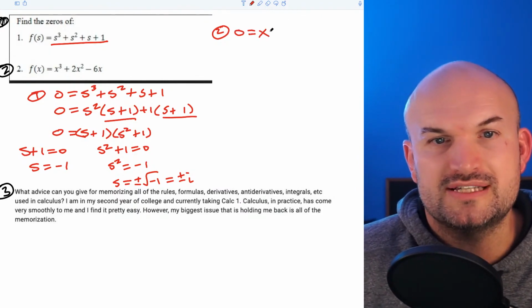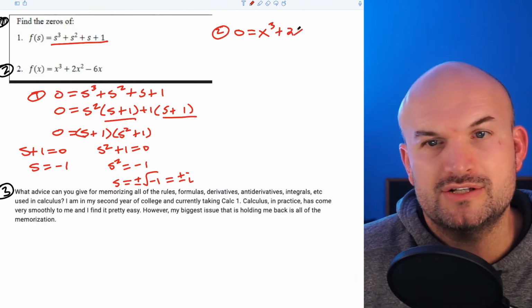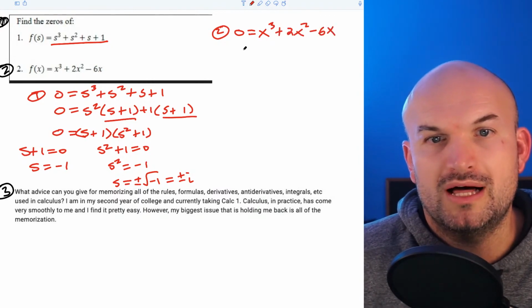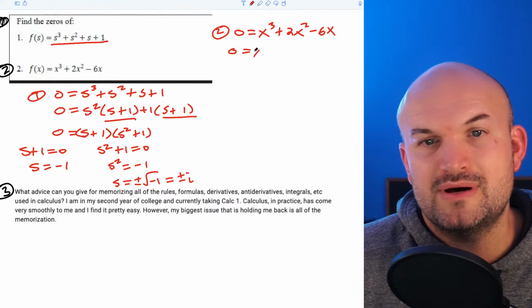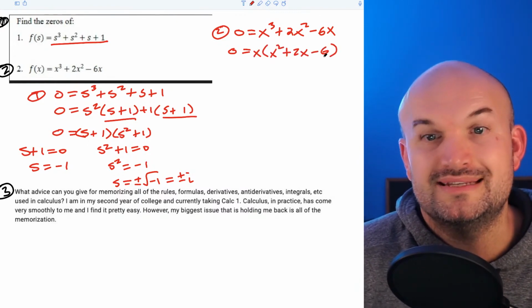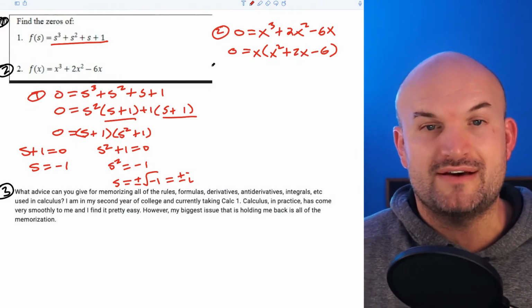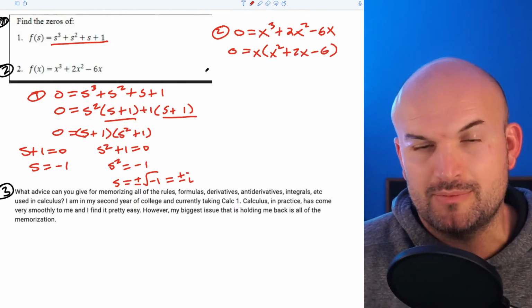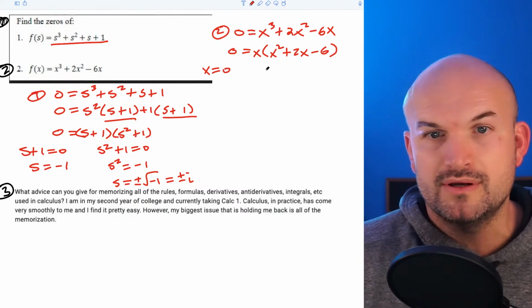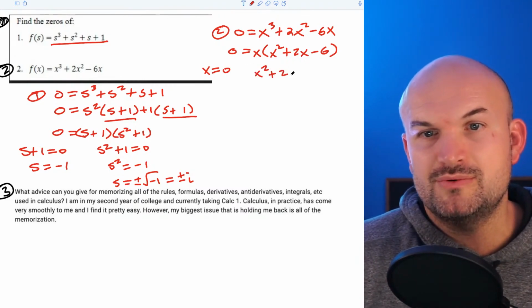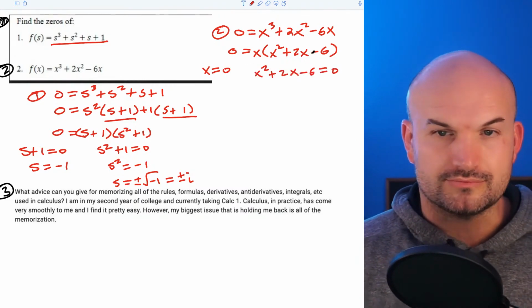Okay, so I'll set it equal to 0, plus 2x squared minus 6x. Well, I can factor out an x. And guess what happens by factoring out the x? Now I do have a quadratic, right? So now I can apply the zero product property. So x equals 0, that's one answer, and then I have x squared plus 2x minus 6 equal to 0.